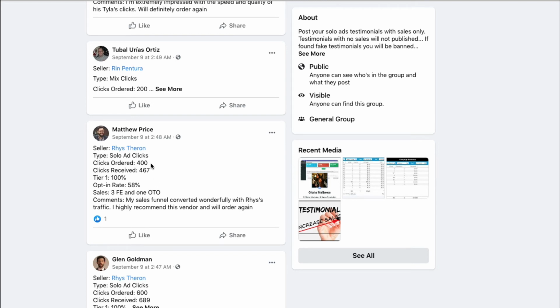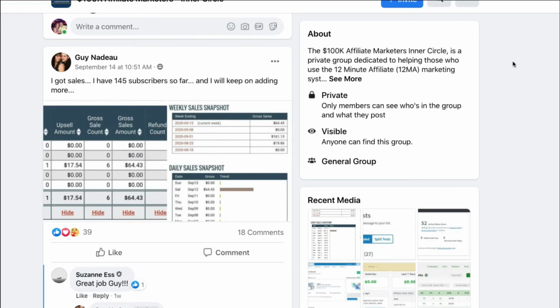Okay, out of 467 clicks, he only got 3 sales. So the opt-in rates may look great, but they're all duds. There's really only 3 buyer leads here. Let's look at this group on Facebook.